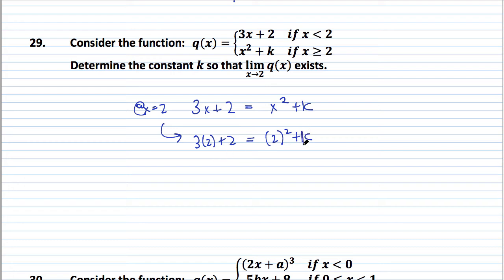So in order for this function to have a limit that exists at x equals 2, I need to solve for this k value. So in this particular case, I have 8 minus 4 equals k, or k equals 4. So that means that if my second half of the function is x squared plus 4, then the limit at x equals 2 exists.